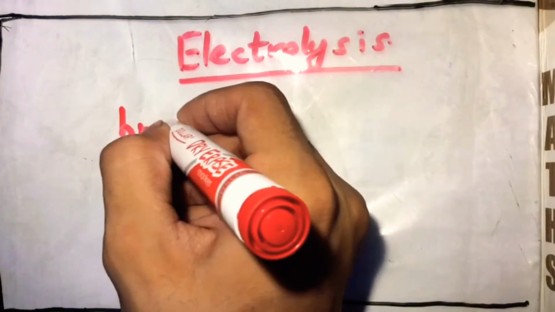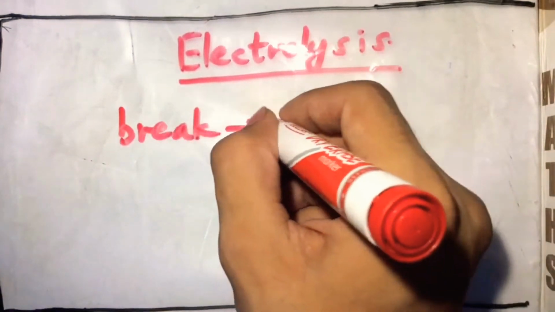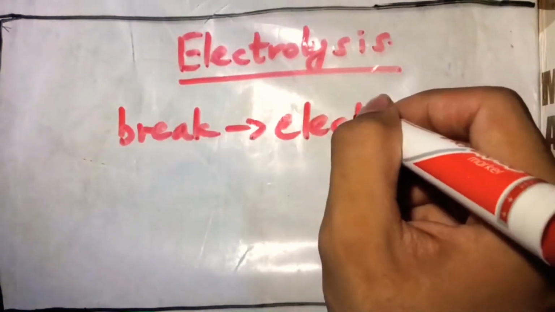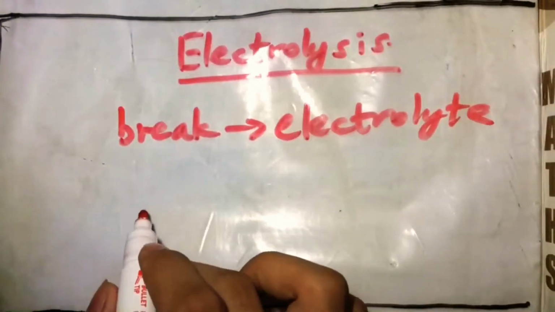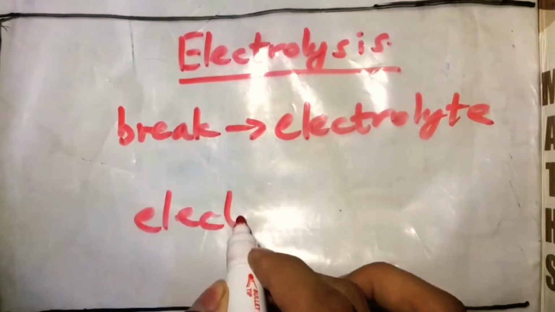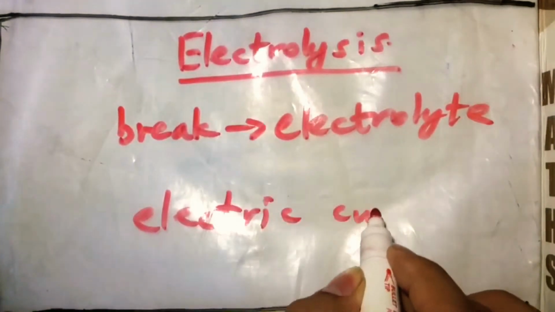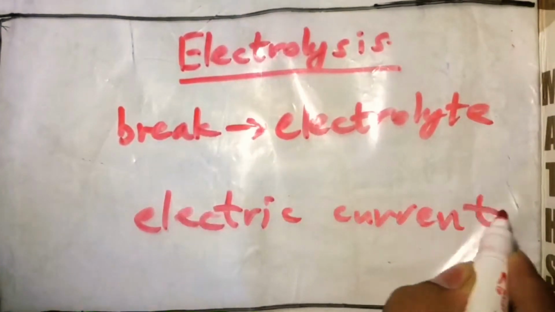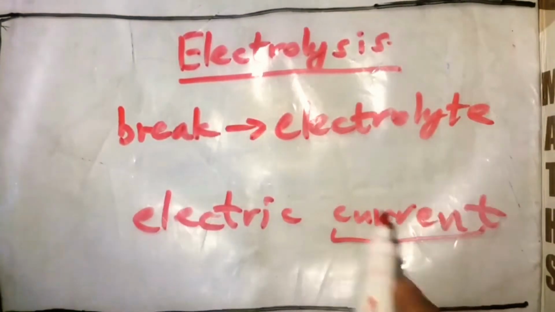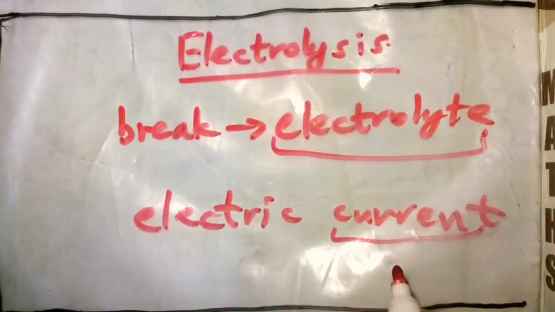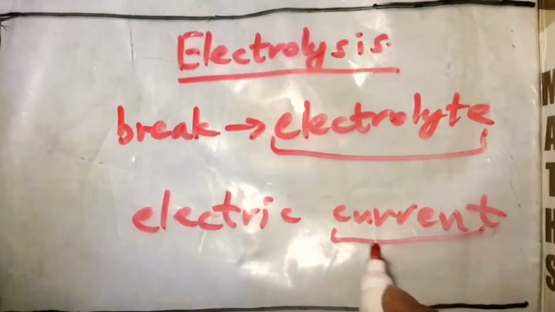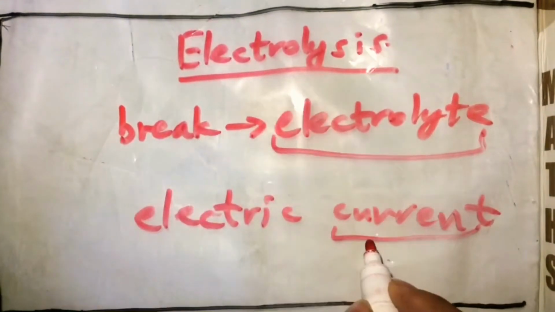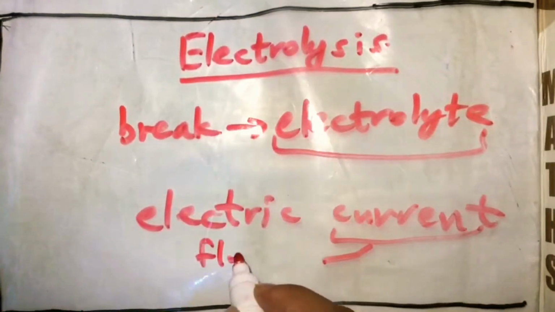Electrolysis is the process of breaking an electrolyte by passing an electric current through it. Now, what is current and what is an electrolyte? Current is either the flow of electrons or the flow of ions. In electrolysis, current is the flow of ions.